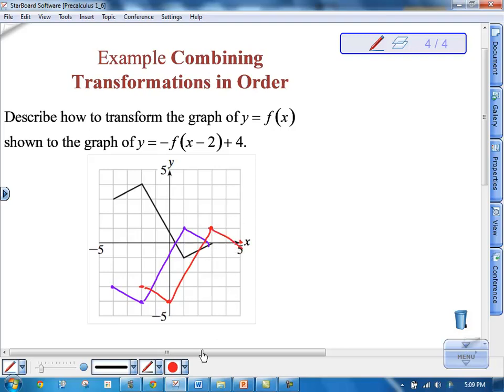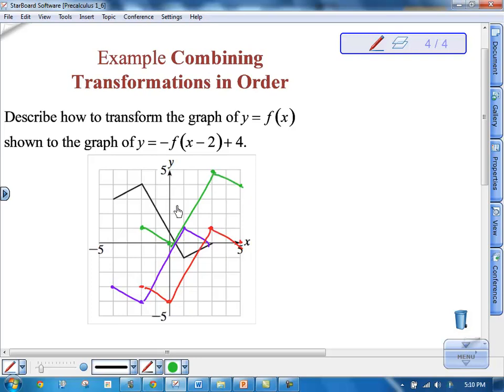Then we need to move it 4 units up. So I'll do that last one in green. 1, 2, 3, 4. There we go. So the last one is the green one.